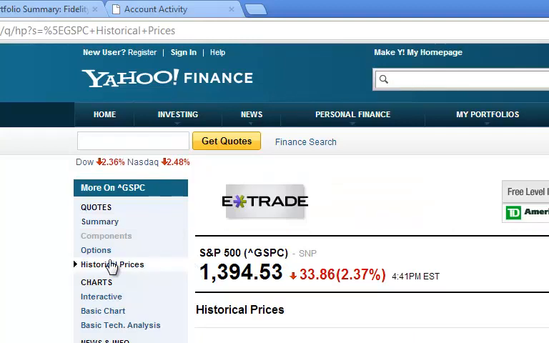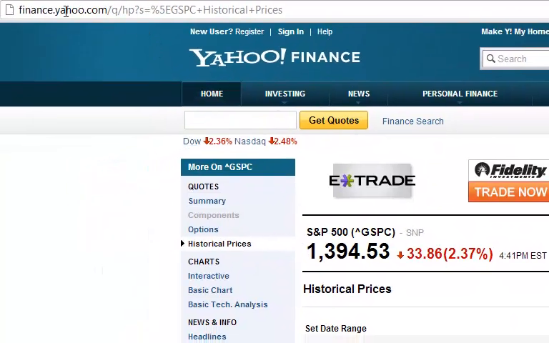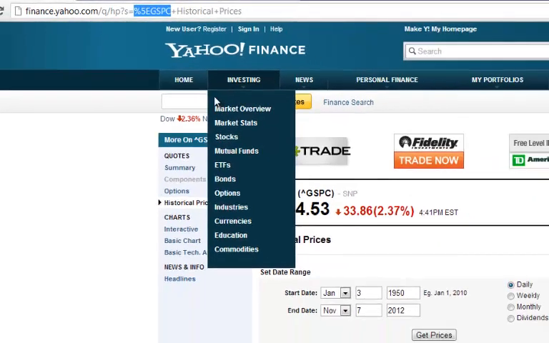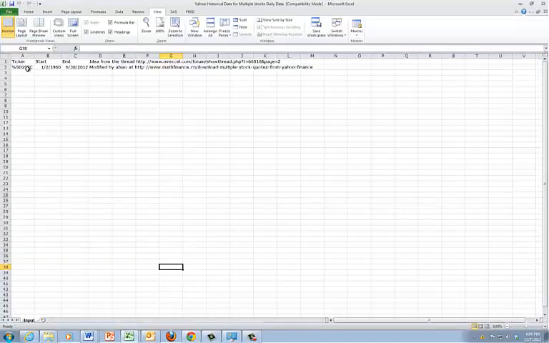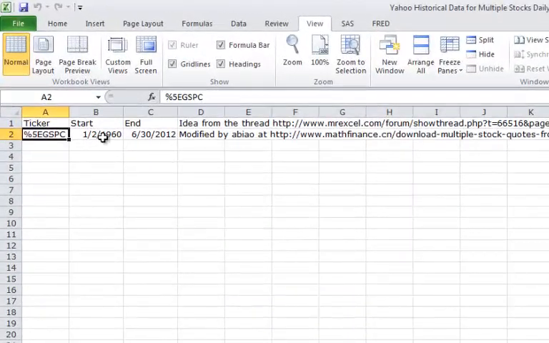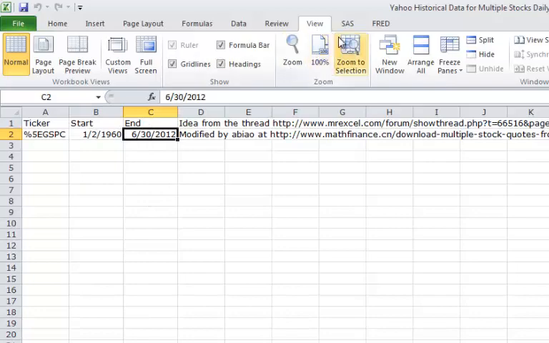If you click on historical prices, up here at the top, you can see this s equals %5E GSPC. That's actually the ticker symbol that you need to use. So you need to copy just that right there and bring that over to your Excel file and put it in as the ticker symbol. Put in the date range that you'd like to use. We'll go from 1960 to 2012, through June 30th of 2012 at least.